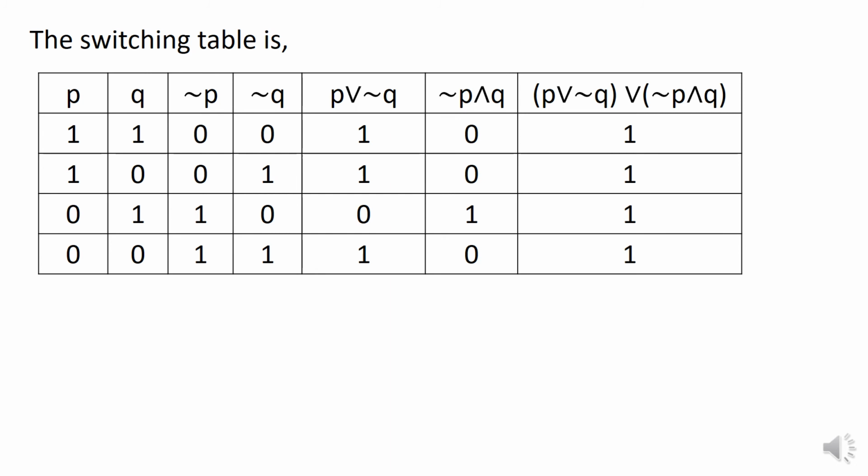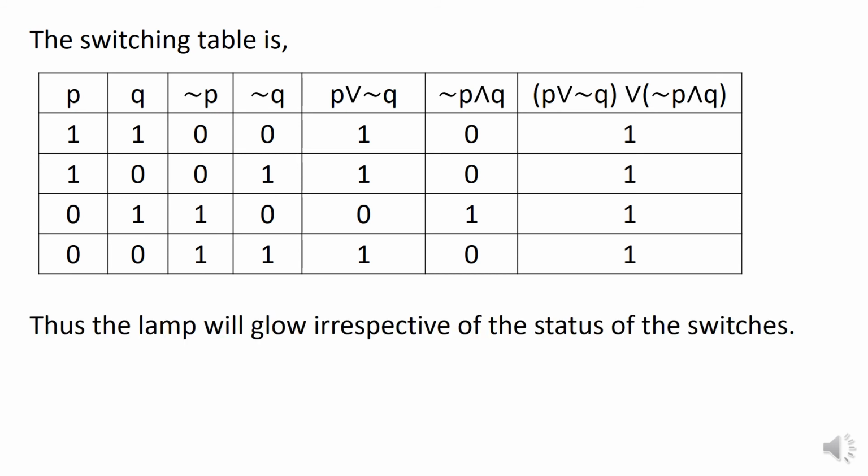In short, in the last column, all the values are coming as 1. So your conclusion would be the lamp will glow irrespective of the status of the switches. Whether P or Q are on or off, the lamp will glow. That is the conclusion that you can draw from the switching table that is there.